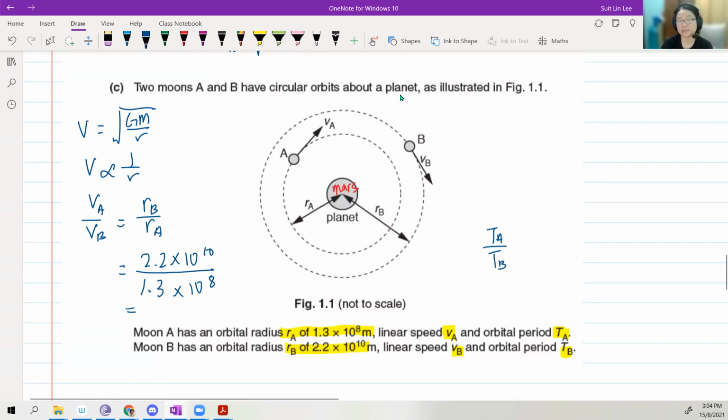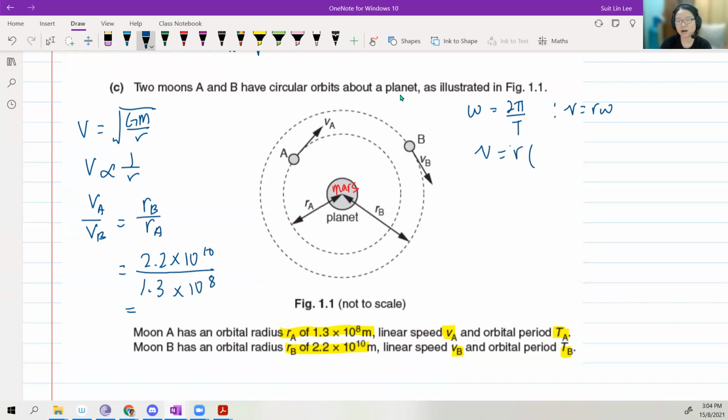Then to find TA and TB, I have the ratio that I would like to use, like R and V. I could invent new ratios, but I would prefer not to. So maybe I should modify the equation a bit. The only one that I know is omega is 2 pi over T, right? But also, I know V is equal to R omega. So I can substitute and put them together. So I have V is equal to R times 2 pi over T.